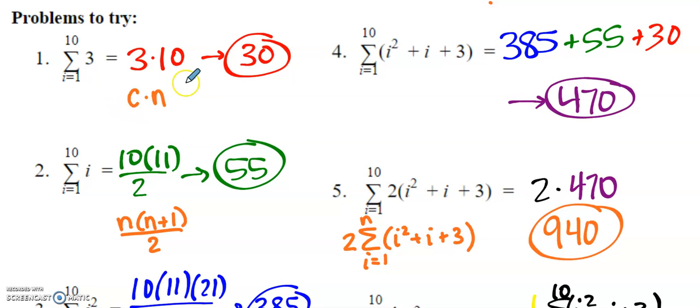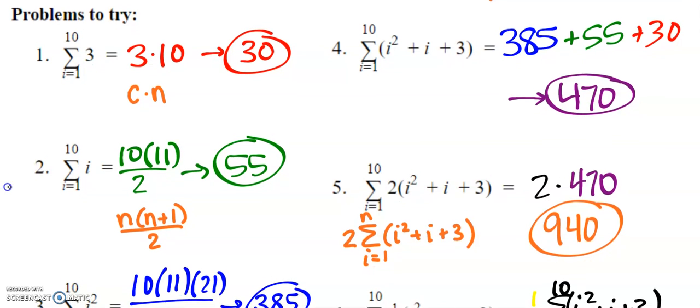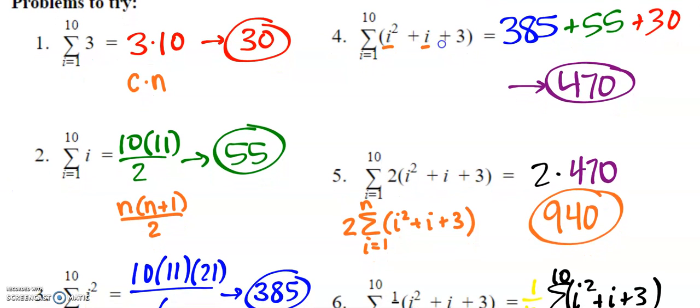And in orange is each one of the formulas that I used. So in this case, I'm summing a constant. So C times N, 3 times 10. Summing a linear, Gauss's formula, n plus 1 over 2. Summing a quadratic, n plus 1, 2n plus 1 over 6. All right. Number 4, well, I'm just summing the 3 values that I just found.